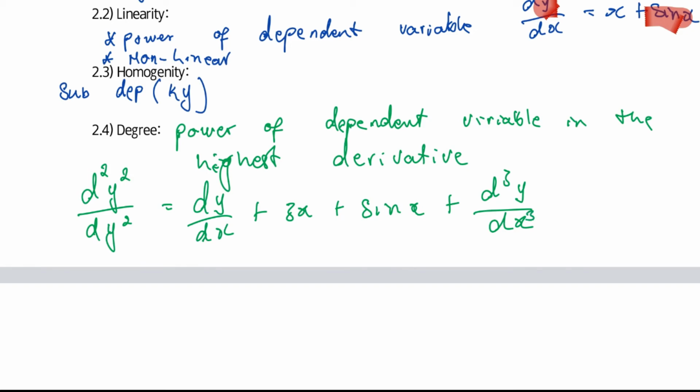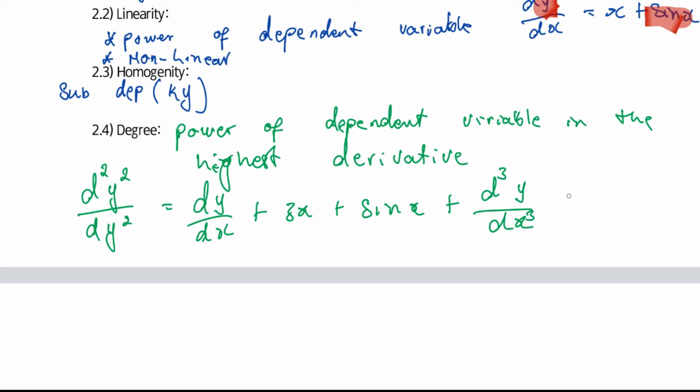We're checking the power of the dependent variable in the highest derivative. So first let's decide what's the highest derivative. The highest derivative is this one here. Can you see? This is our highest derivative. So since this is our highest derivative, what can we conclude?